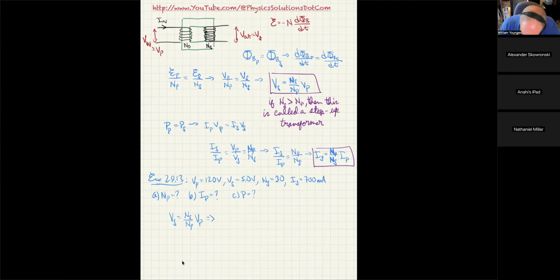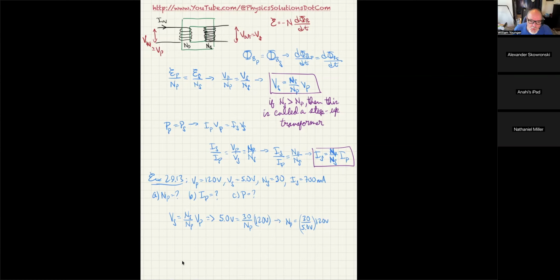We know that V secondary is supposed to be 5 volts, so we'll write 5.0 volts is equal to, we're asked for N primary, but we know N secondary is 30, so I would put 30 over NP there. And we know that V primary is 120 volts. So that tells us that NP is supposed to equal 30 divided by 5.0 volts times 120 volts. 30 divided by 5 is 6, and 6 times 120 is 720.